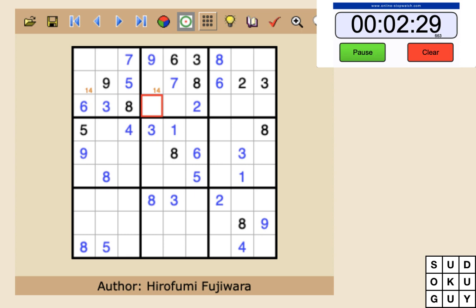So 1, 4, 5 missing up here. This column's missing 1, 4, 7, and 9. I sense that I'm going to want pencil marks for this one. Okay, 1, 2, and 4 up here. This row as a whole actually is missing 1, 2, 4, and 5. Oh, which means this has to be a 5. Nice. Because 1, 2, and 4 are already in this column.